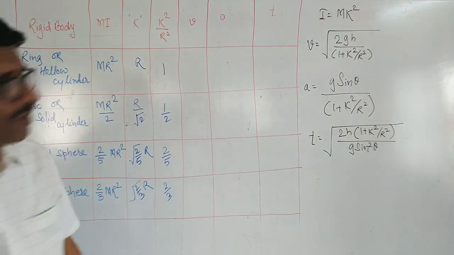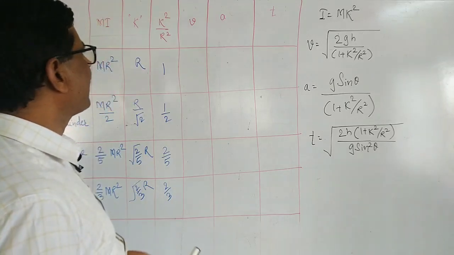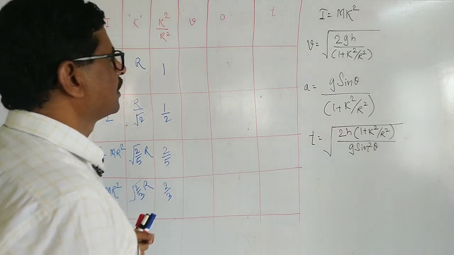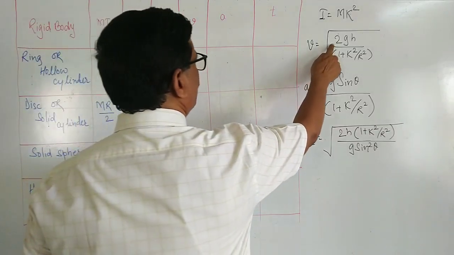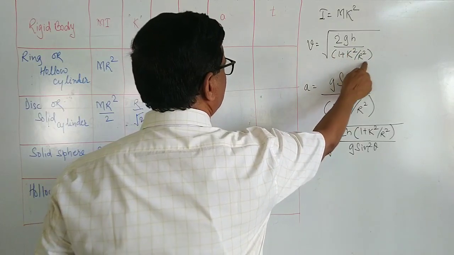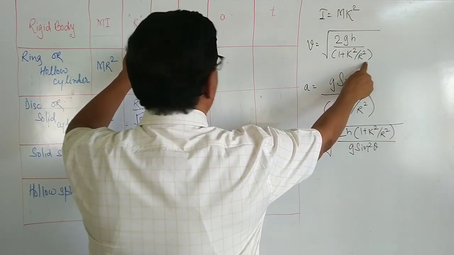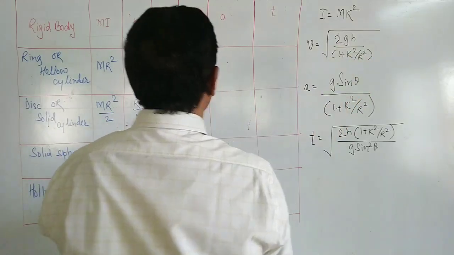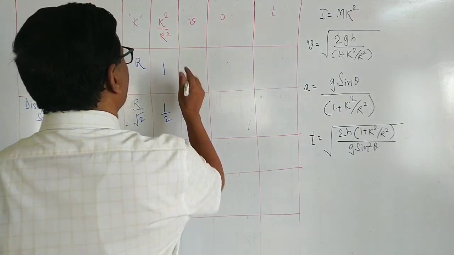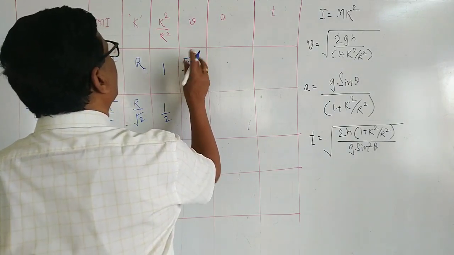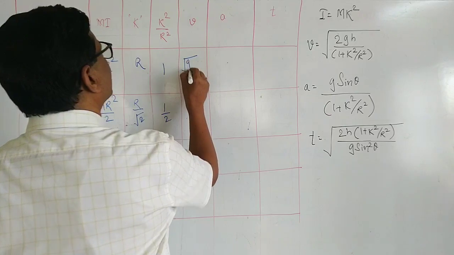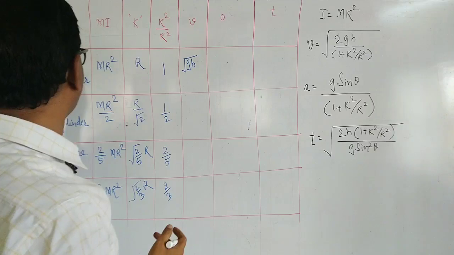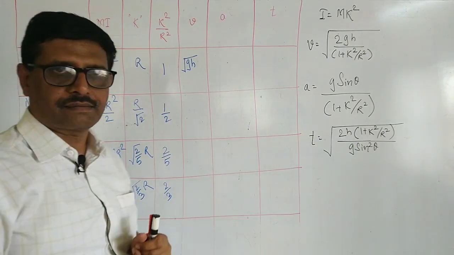Now hereafter we will see what will be the value of velocity here. For the ring, v = √(2gh / (1 + k²/r²)). What is the value of k²/r² for the ring? It is equal to 1. 1 plus 1, 2. 2 divided by 2. The 2 gets cancelled. Therefore, what remains here is √(gh). Like this, we will get the velocity of the ring or the hollow cylinder.